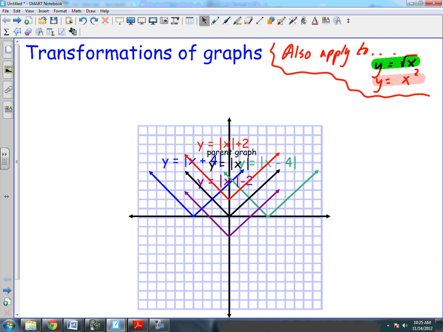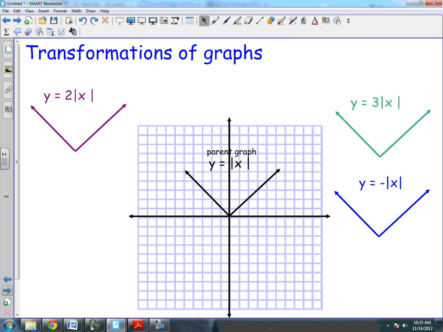And once again, all of these transformations also apply to the other two graphs that we learned. So the absolute value graph transformations are the same as the square root graph or the x squared graph. All right, so let's talk about other things that you can do to the parent function. Once again, the parent graph, absolute value of x.